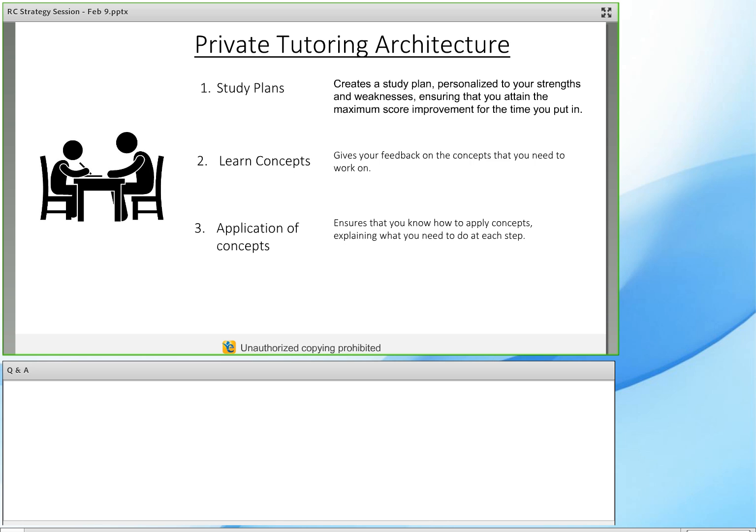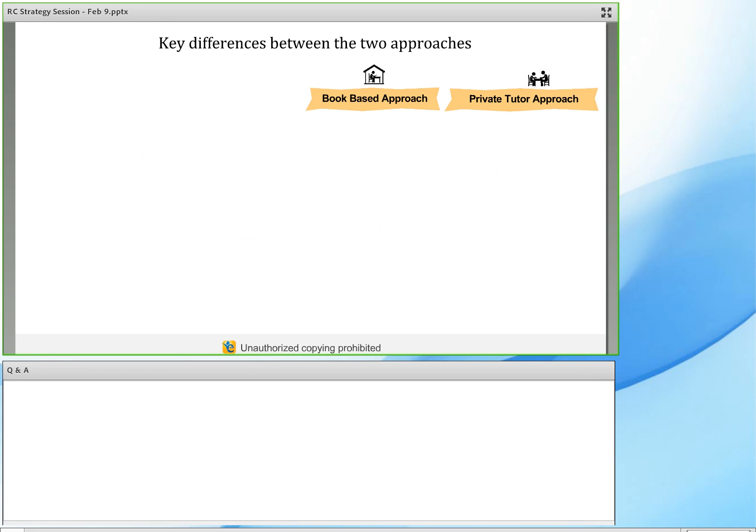One area where a private tutoring-based architecture really trumps the book-based architecture is in the application of concepts. A good private tutor tells you how you should approach a question, what you should do in step 1, step 2, and step 3. And again, a good private tutor constantly does this while evaluating you on this and giving you feedback. And then a good private tutor serves you focused practice and tells you when it is time to move from one module to another.